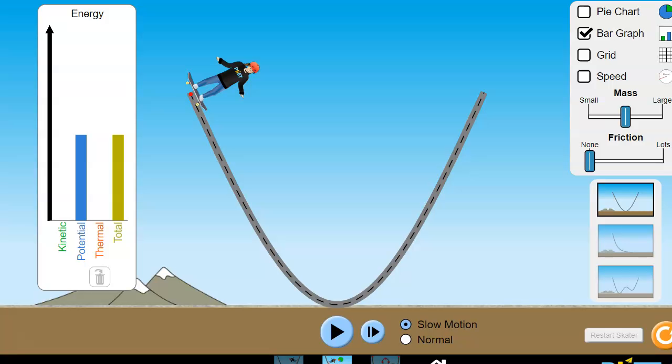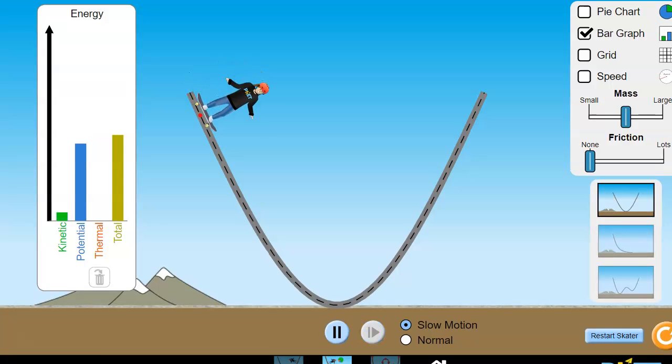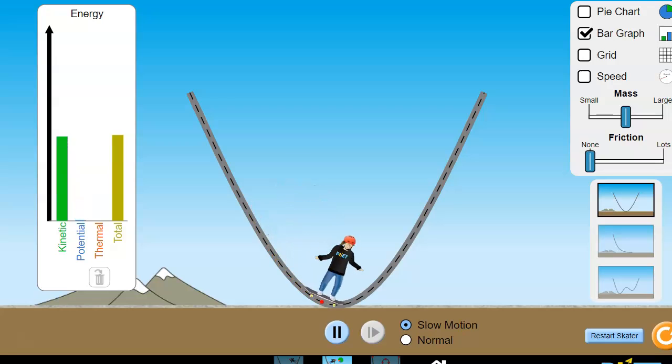Let's look at an example. The first thing we need to do is to define our system, and our system is going to consist of the skater and of the Earth. The skater at the top of the ramp has potential energy due to their position above the ground, and the system has a certain total energy, which is the sum of their kinetic, potential, and thermal energies. So what happens when the skater rolls down the ramp? As they go down the ramp, their potential energy transforms into kinetic energy at the bottom of the ramp.